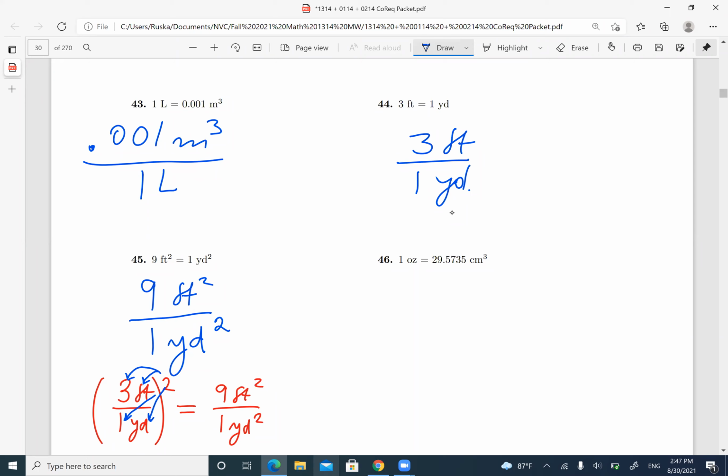And then the last one we have is 1 ounce is 29.5735 cubic centimeters. So what are you going to put first? The 29.5735 centimeters cubed. That's right. And it's going to be over 1 ounce. Okay, that's right. Okay, good job. So that's how you do this. Okay. Any questions?